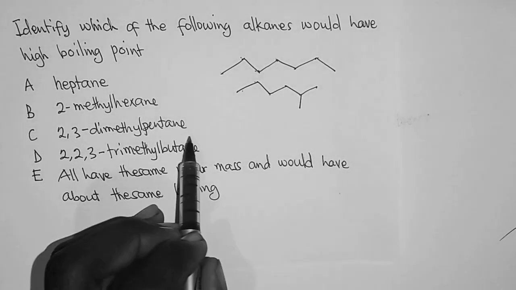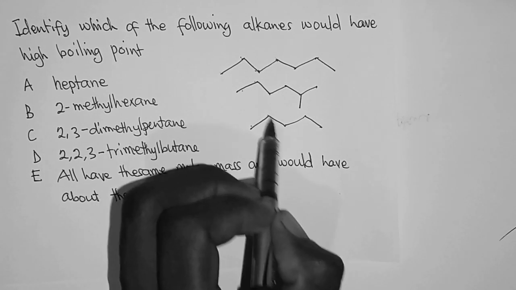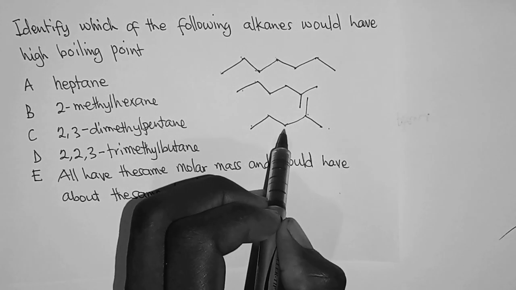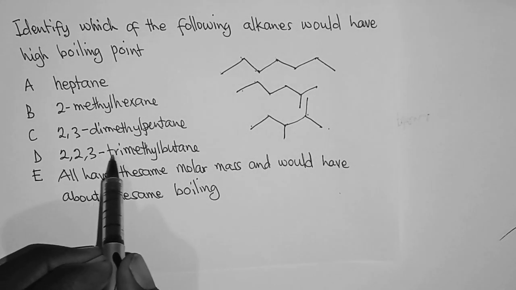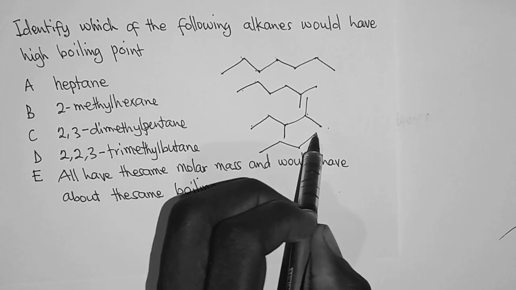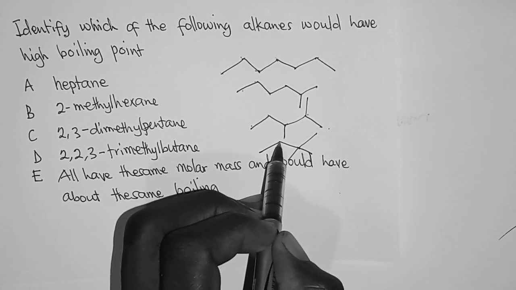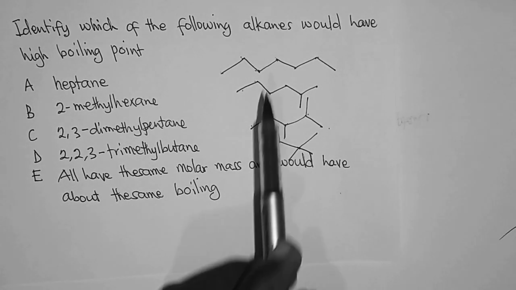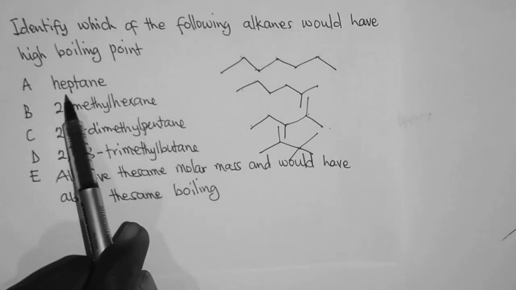And 2,3-dimethylpentane. Pentane is 5 carbons: 1, 2, 3, 4, 5. On carbon number 2 and carbon number 3, we have methyl groups. And this one is 2,2,3-trimethylbutane. So let's draw a butane. We have 2, 2, which is 2 methyls here, and 3. Now, there's one thing that is evident. All of them are constitutional isomers of heptane.